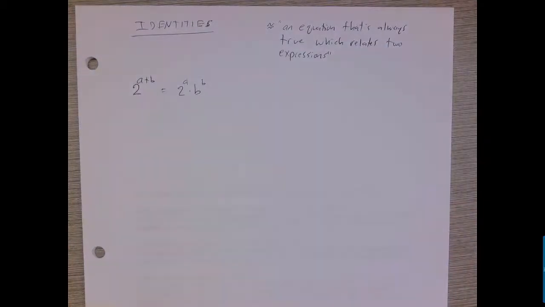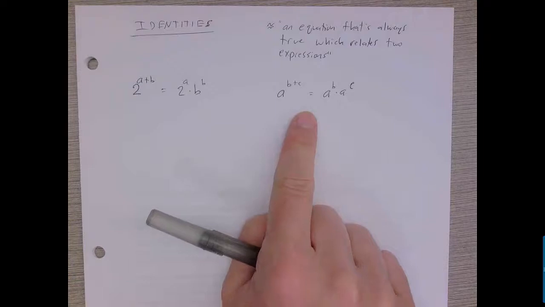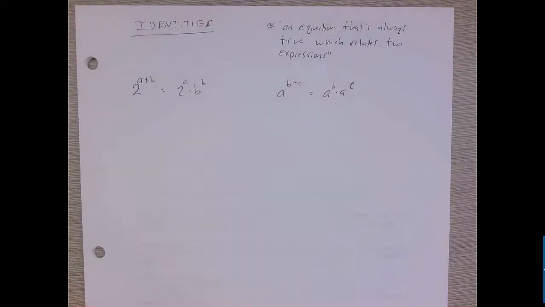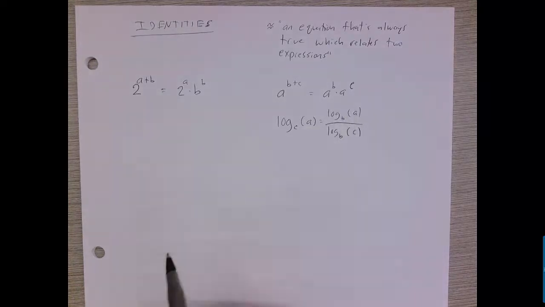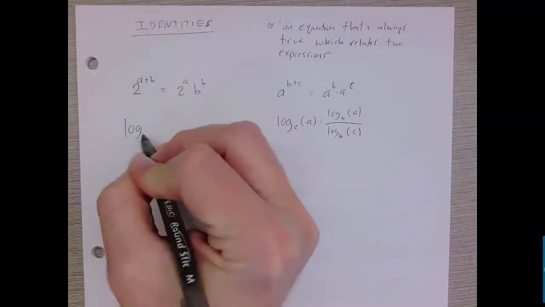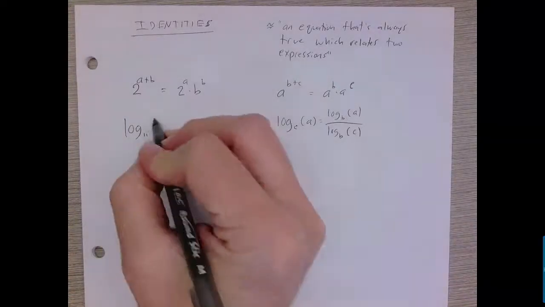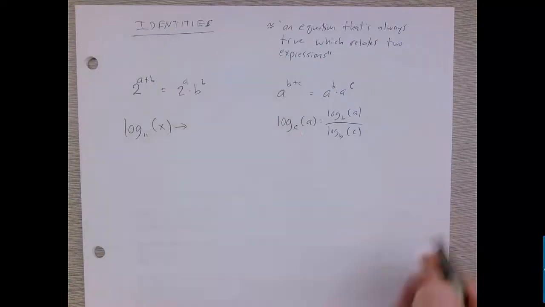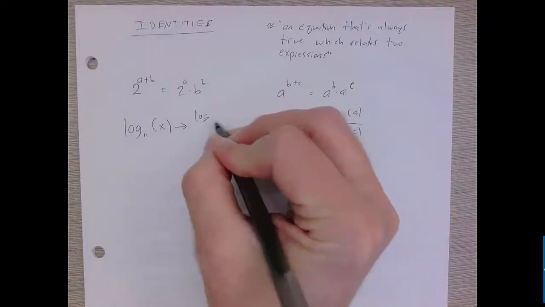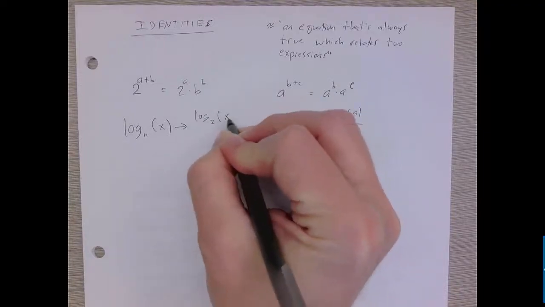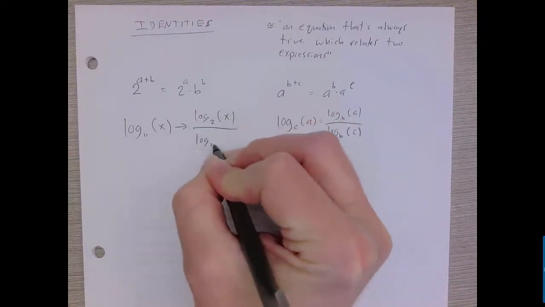And the reason why is because of this identity, which is true for all real values a, b, and c. That was an exponential identity. You've also seen logarithmic identities like this one. This is the change of base formula, where if you've got a particular base, like log base 11 of x, you can rewrite it in terms of another base. This is the same thing as, let's say, log base 2 of x over log base 2 of 11.